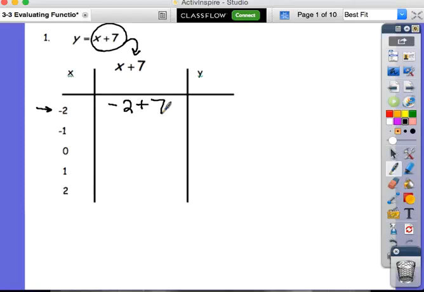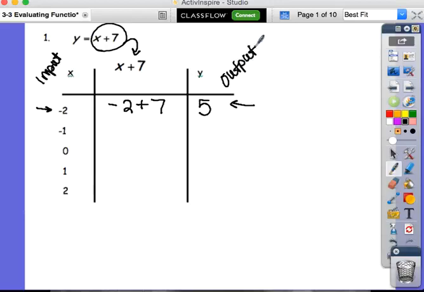You're going to write that in the middle of your chart. That's kind of like your work. And -2 plus 7 would be what? 5. So you put a 5 over here for the y. So when you input -2, you get an output of 5. Okay? These are your inputs. These are your outputs. Probably be a good idea to write that in your notes.